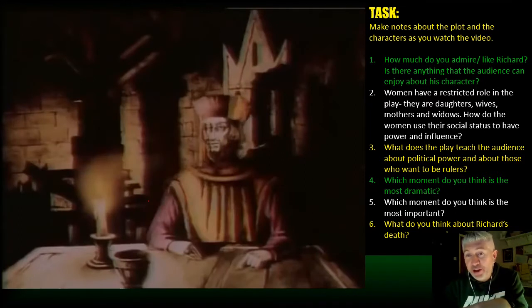So Catesby's just suggested there to Hastings that Richard should be crowned king. Let's see how Hastings reacts.